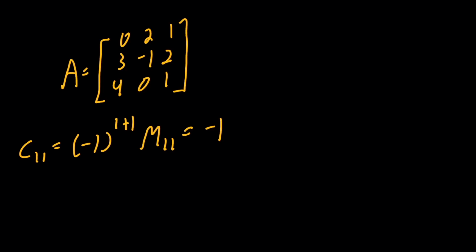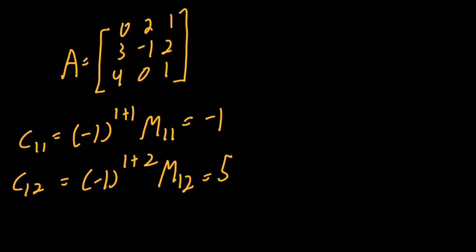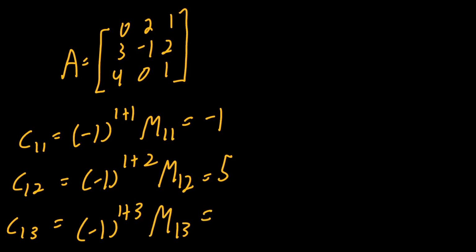Now what about C sub 12? That's simply -1 to the power 1 plus 2 times the minor m sub 12. Mathematically, that is going to be 5, since our minor of 1, 2 was -5, and -1 to the third power will be -1. Here's one more cofactor I'll do with you guys. We have C sub 13, which is equal to -1 to the power of 1 plus 3 times the minor m sub 13. So -1 to the fourth power is going to be +1, and m sub 13 was 4, and the cofactor resultantly will be 4.